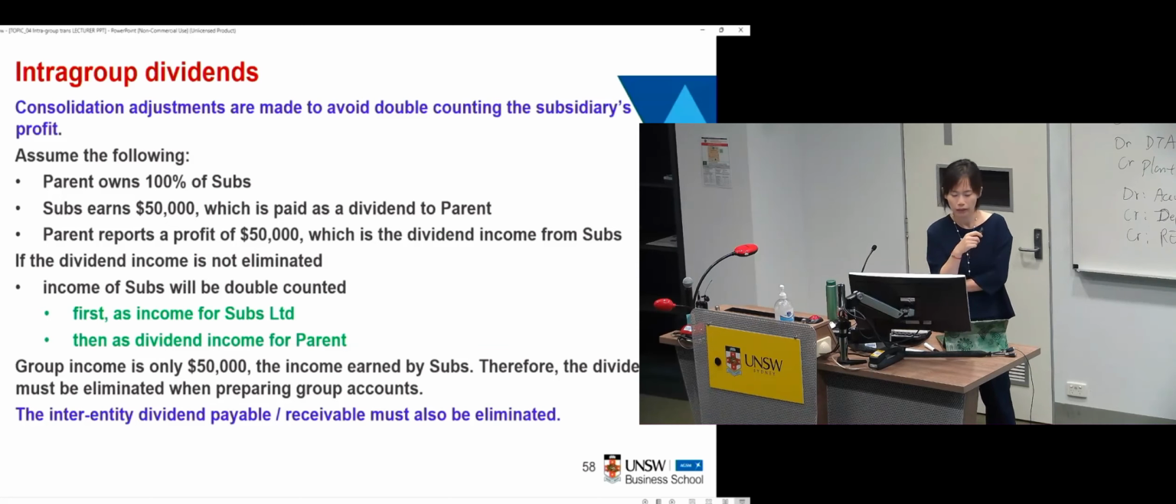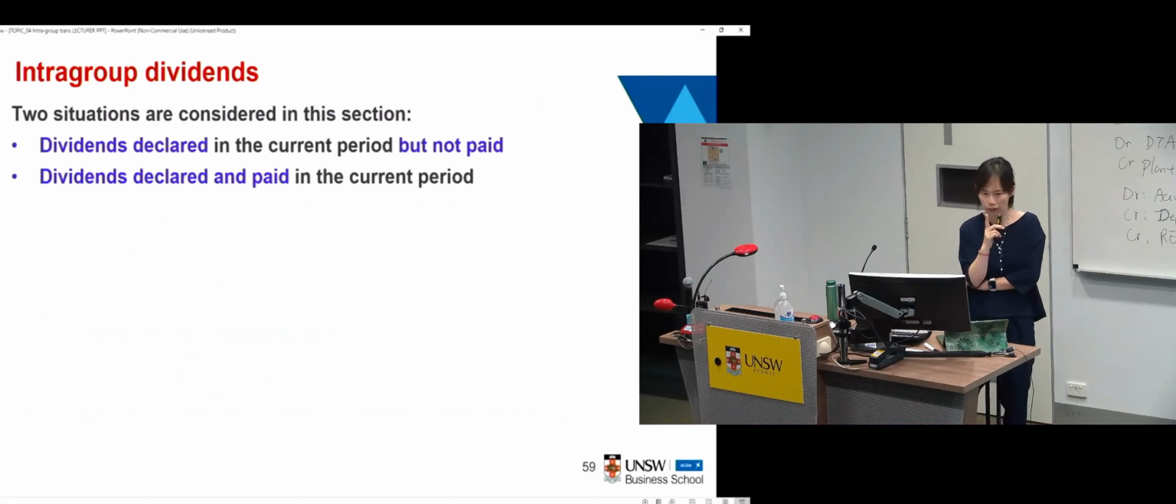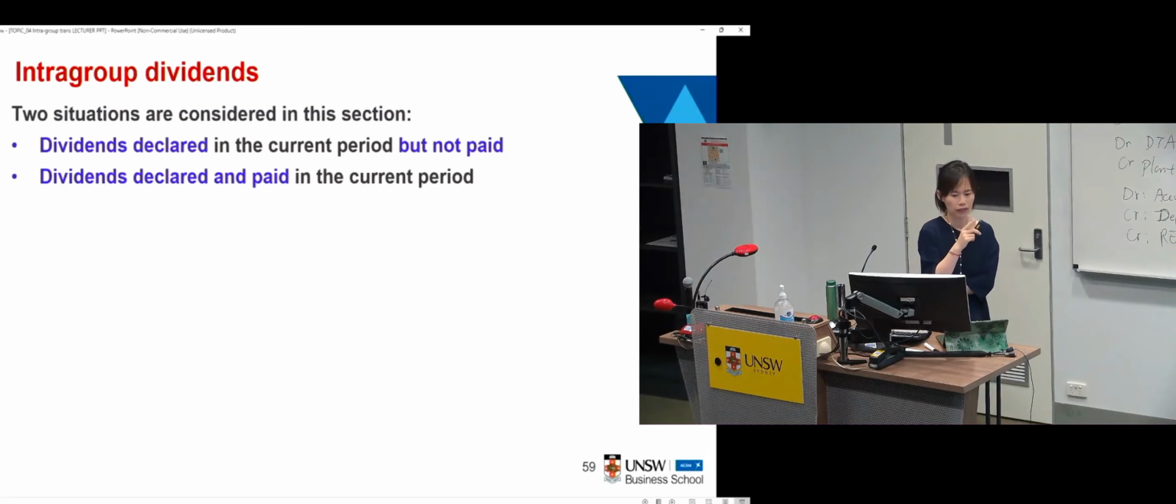Okay. Now let's look at the entries in the record of the consolidation worksheet. Now you have two different situations. The first is dividend declared in the current year but not paid. Now that is related to final dividend. So usually declared by the end of the reporting period, could be just a couple of days before the reporting period end. Then this dividend will be paid in the following financial year. You also have a dividend declared and paid in the same accounting period. Now that's related to the interim dividend declared and paid.